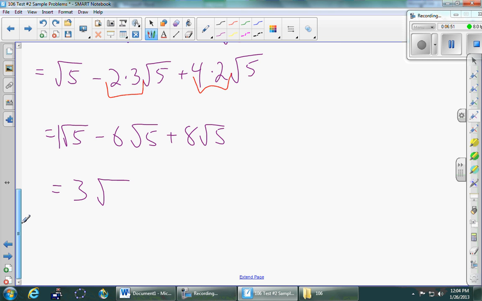What do you do with all these square roots of 5? Do we add the 5s together? Do we multiply the 5s together? No and no. We don't do anything to them. So 3 square root of 5 is our final answer.